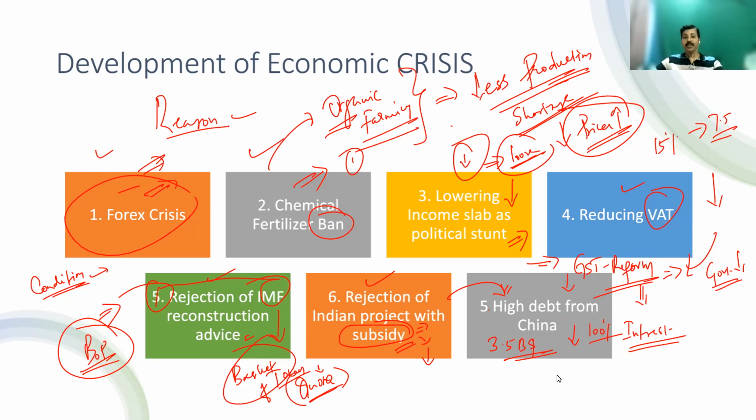Whatever income they were generating, they were forced to use to repay the interest to China, as well as for the IMF loan they had taken. There is also what is called the international sovereign bond, which they need to repay as well. So that was the major crisis.